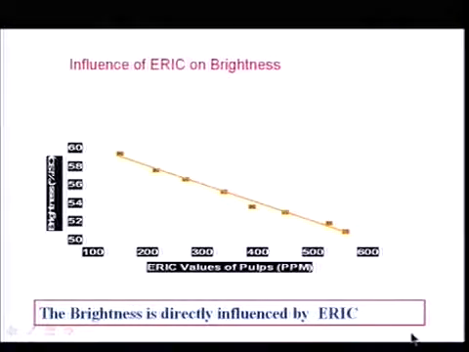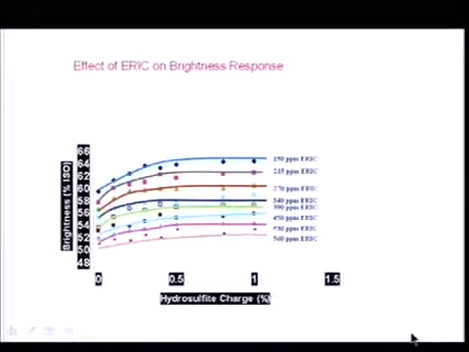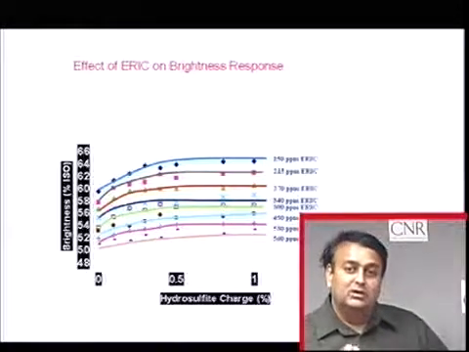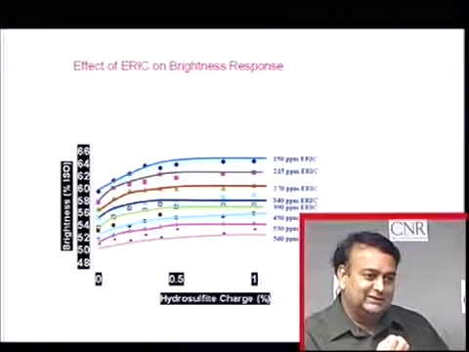Let us take a look at here. On the x-axis, you have various dosage of hydrosulfide. On the y-axis, we have brightness. For various ERIC numbers pulp, 560 all the way to 150. This is the news mag furnish. When you have a higher amount of ERIC, you are trying to bleach carbon black, you are trying to bleach ink with the fibers. It is very difficult to bleach carbon black.